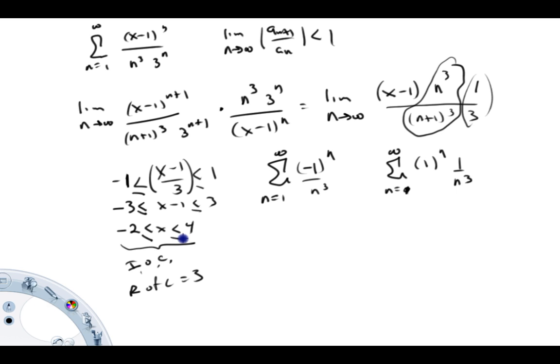So, again, one thing I'd like to point out, this part of it is coming from the ratio test. Adding the equals on the endpoints is coming from analyzing the endpoints independently. That's not coming from the ratio test, because the ratio test is inconclusive when the ratio is 1.